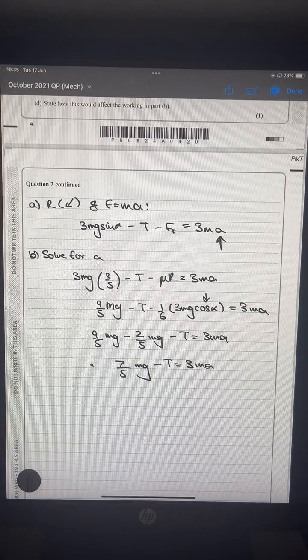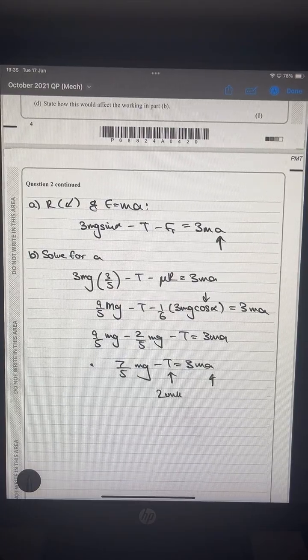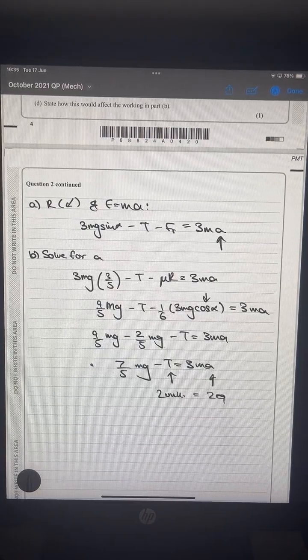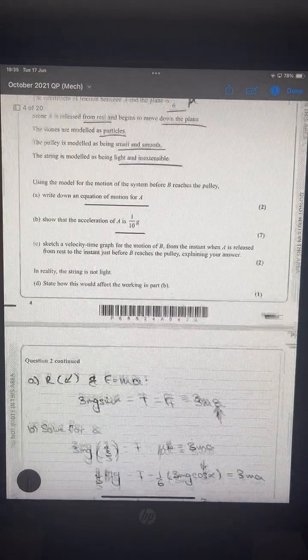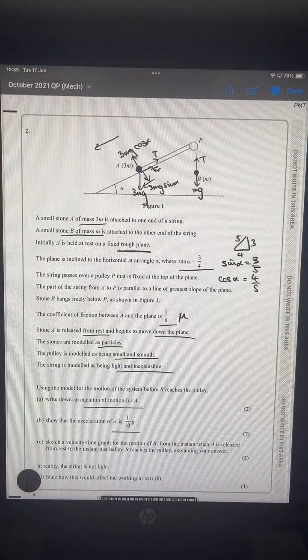From this, I have 2 unknowns, T and a. If I have 2 unknowns, I need 2 equations. What is my other equation going to be? Notice it is a 7 marker. You've got a bunch of work to do for this. The only other equation I can make is the equation for particle B, because they're both connected by a pulley, right? So what is my equation for B?